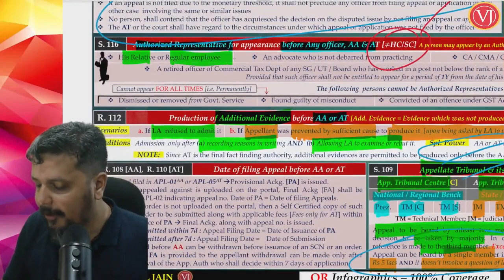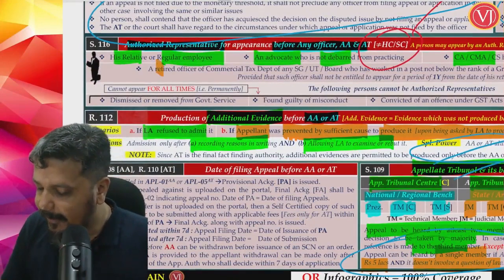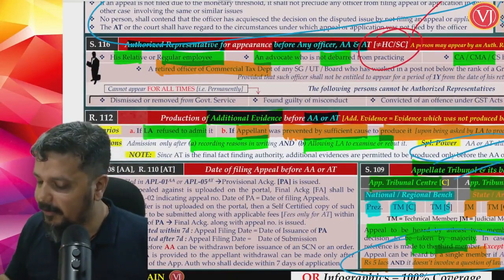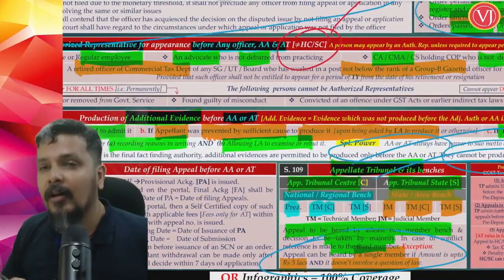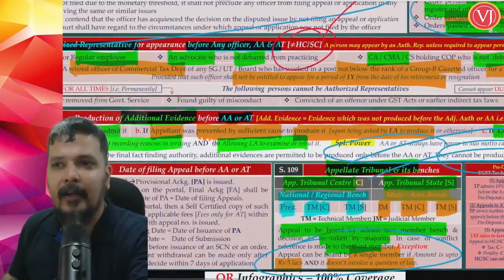Who can fight a company's case? A relative, an employee, an advocate who is not barred, a CA, CMA, CS who is not barred, even an officer, even a retired officer of the commercial tax department, not below the rank of Group B gazetted officer, who has served in that rank for a minimum of 2 years, plus after retirement, there is a cooling period of 1 year.